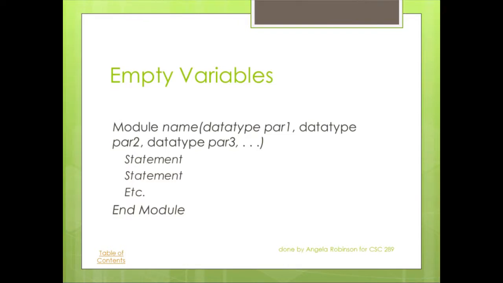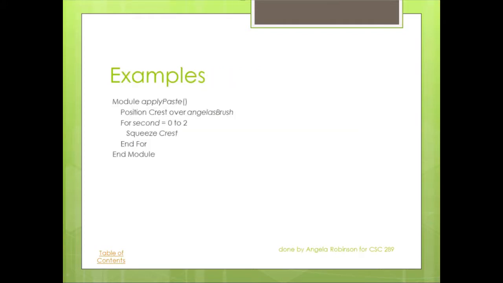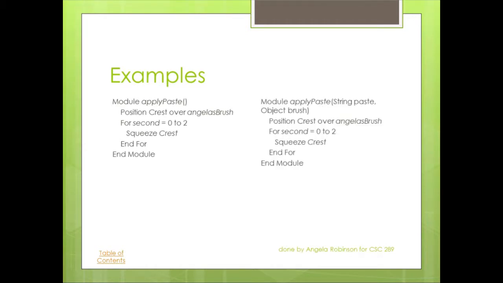You can define a module with as many parameters as you need. Just separate them with commas. When you initially defined your module, you knew that you were going to put toothpaste on the toothbrush, but there are many different kinds of toothpaste, and not everyone uses the same toothbrush. So how do you know which toothpaste and which toothbrush you will use? The initial definition on the left can only be used when you are using Crest toothpaste and Angela's brush. The definition of the module with parameters on the right makes it available to reuse and doesn't restrict which toothpaste or which toothbrush to use.